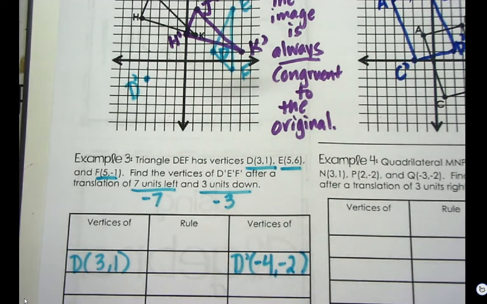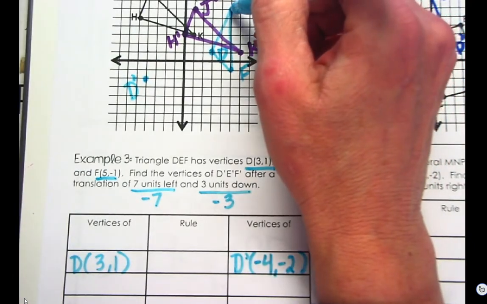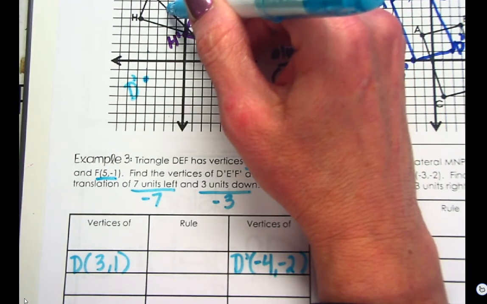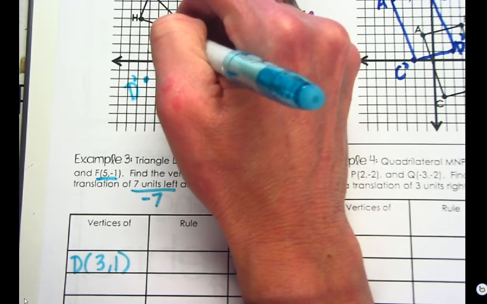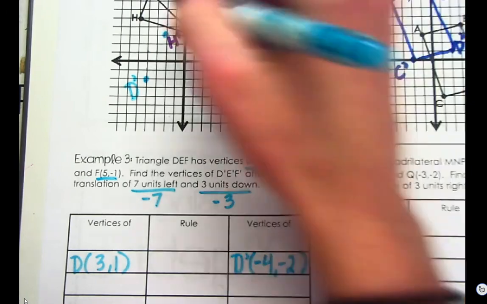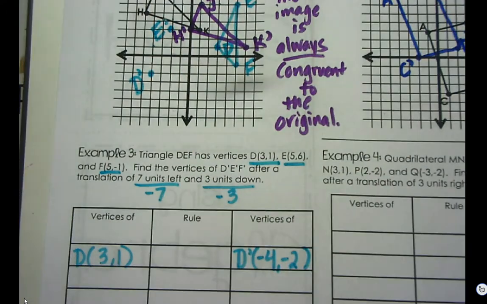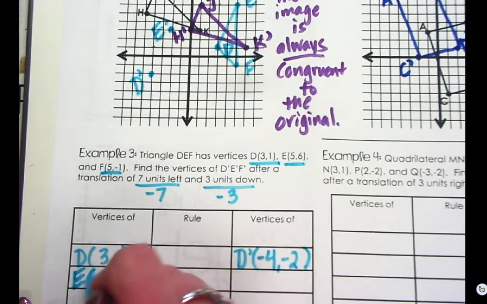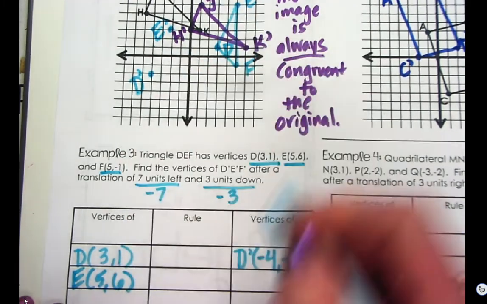Okay. Let's do the same thing with E. I'm going to take E. I'm going to go 7 to the left: 1, 2, 3, 4, 5, 6, 7. And I'm going to go 3 down: 1, 2, 3. Right here, that's my E value. And so my original E was 5, 6. And my new E value was -2, 3.